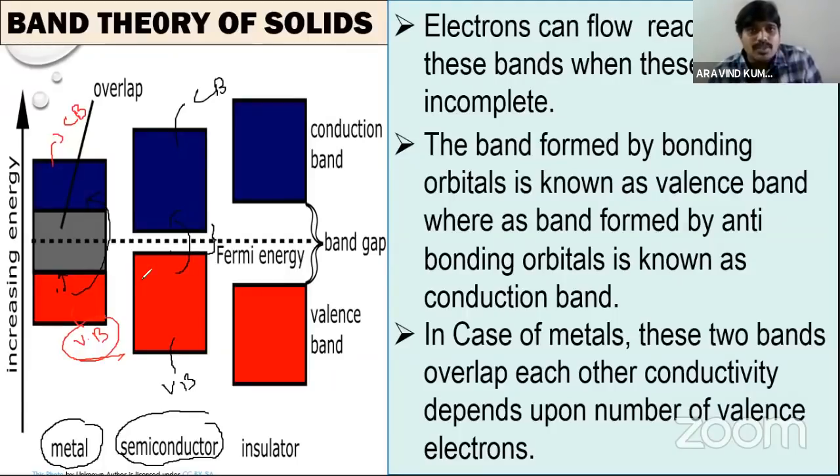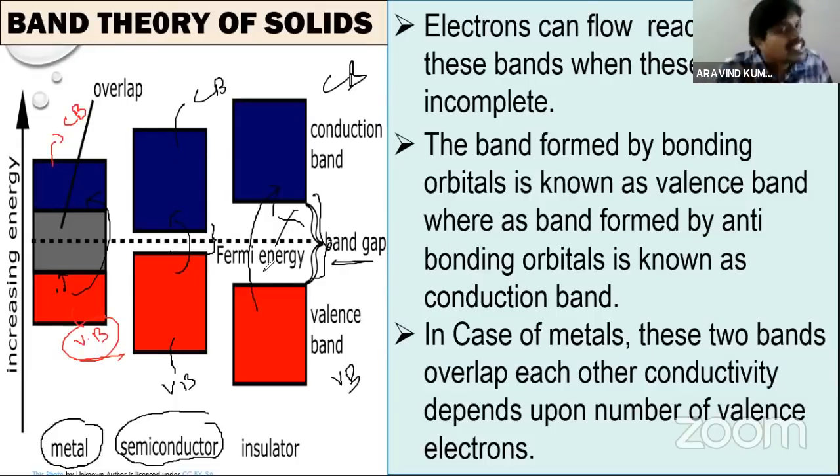Now, in insulators, you see the Fermi level is very high, and it is also called a band gap. Okay, now when the difference between the valence band and conduction band is very high, even if you supply energy, the electron will not jump from valence band to conduction band. That's the reason electrons are not moving into the conduction band. Electrons are not able to move. That is why insulators will not conduct electricity. Hope you understand.